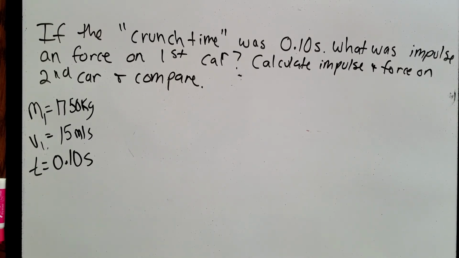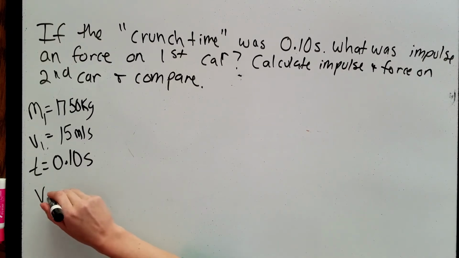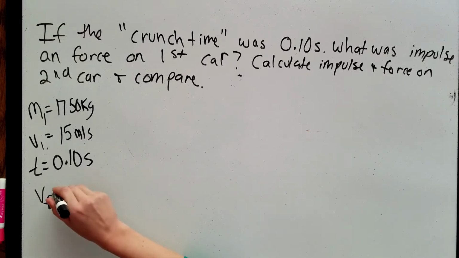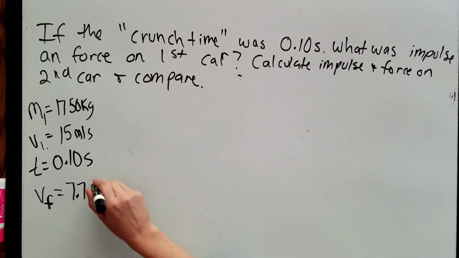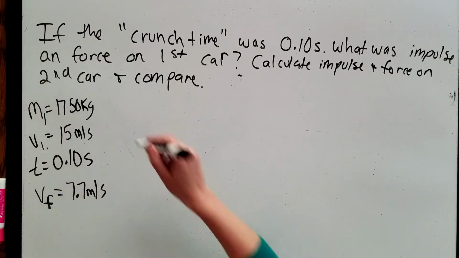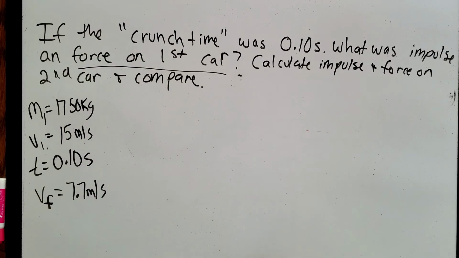All right. What we solved for in the last problem was the final velocity. So this was after the collision. Okay, and that was 7.7 meters per second in the previous problem. So I'm just going to focus on the first car, this part here. What is the impulse and force on the first car? Okay, so this is similar to that T-ball problem that we did.